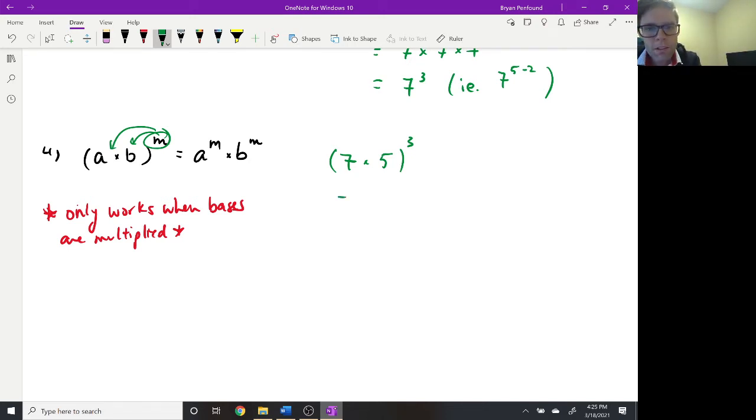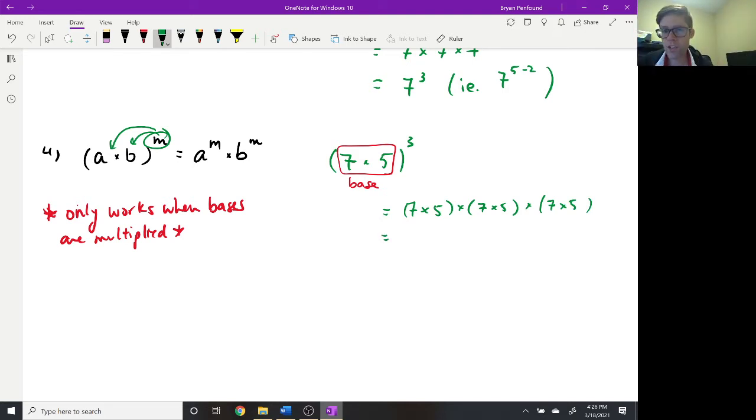So we can think about this number 3 up here as 3 multiplied copies of the base. So again, I'm thinking about this as the base. And I'm interpreting that exponent as: I'm going to take this base and multiply it 3 times. And because multiplication is commutative, I can drop these brackets, I can move stuff around because we have just a big old string of multiplication.